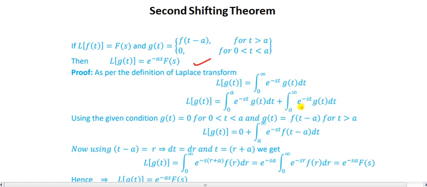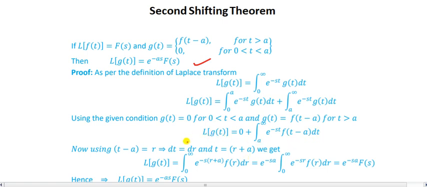In the second term, in place of g(t), we can write f(t minus a), because the value of t in this case is greater than a. For this integration limit, a to infinity, t is greater than a. That's why I have replaced g(t) by f(t minus a) dt.